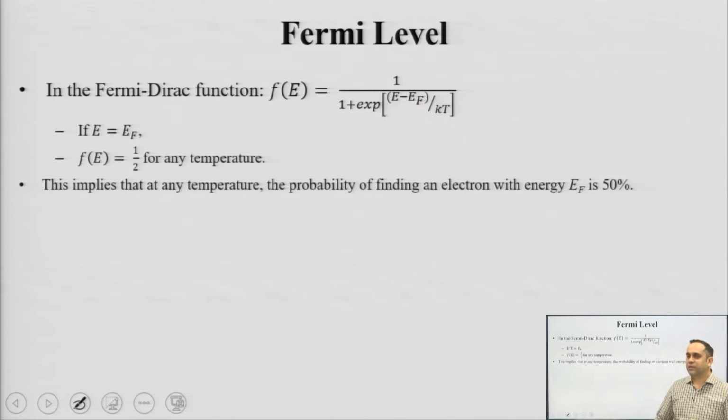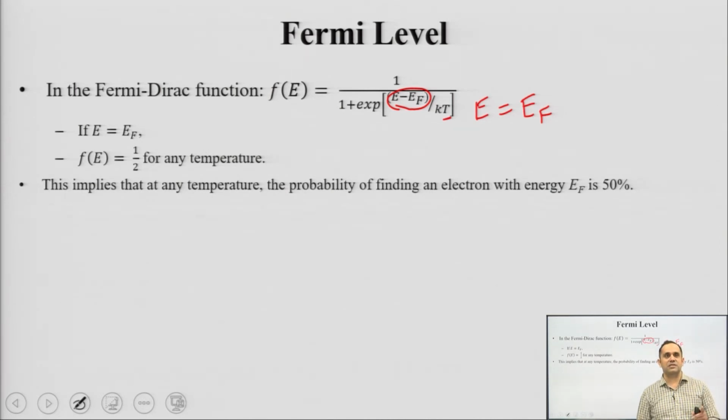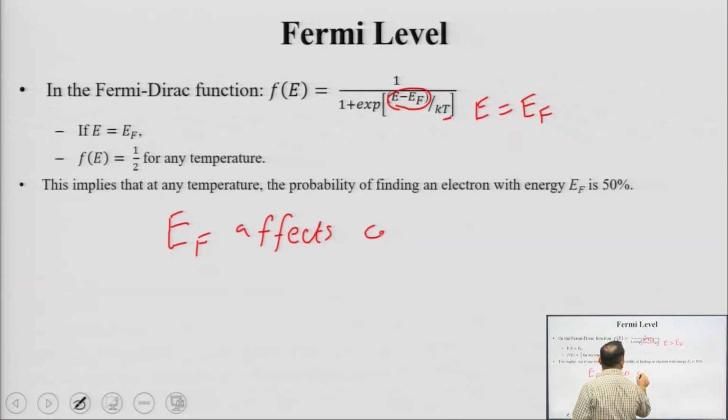Similarly, in this expression if I put E equal to EF, this term here becomes 0. Irrespective of temperature, this expression is now going to be equal to 1 by 2. Now, what does f of E measure? It measures the absolute probability that an energy state E is occupied by an electron, and if it is equal to 1 by 2, it means the probability of finding an electron at energy level EF is exactly 50%. So, with this I can define the Fermi level. It is that energy level at which the probability of finding an electron is 50%, and at absolute 0 or 0 Kelvin, this is the maximum energy which an electron can possess. So, this is the concept of a Fermi level, and the Fermi level directly impacts your carrier concentration. So, EF affects your carrier concentration.